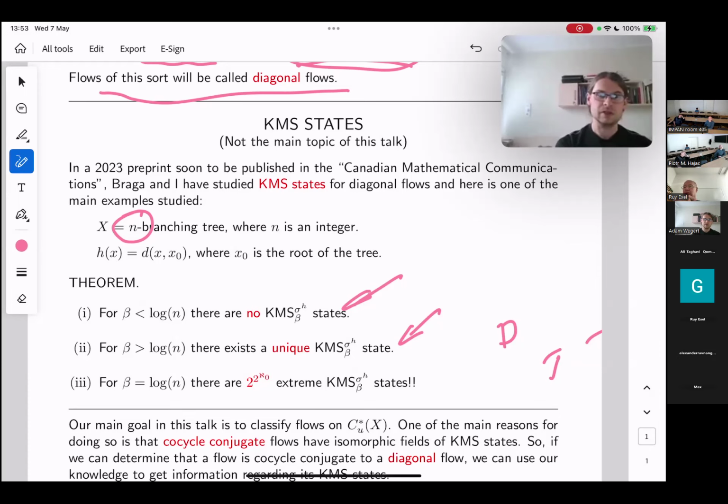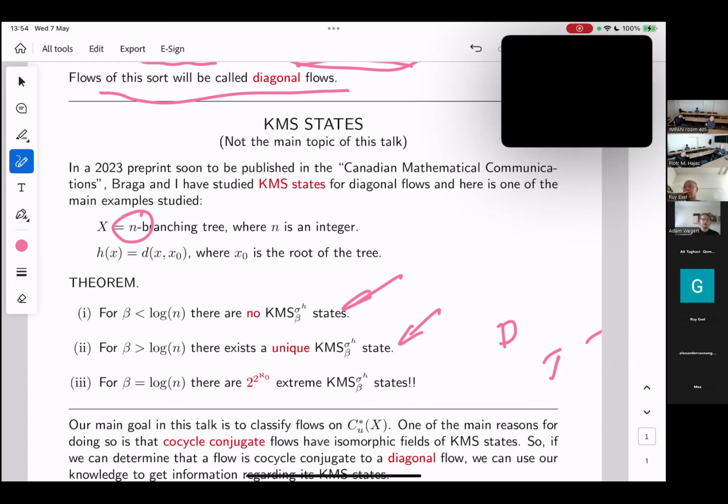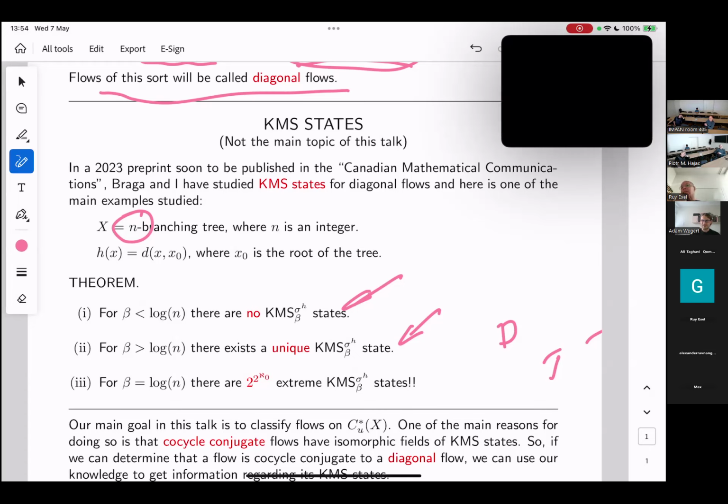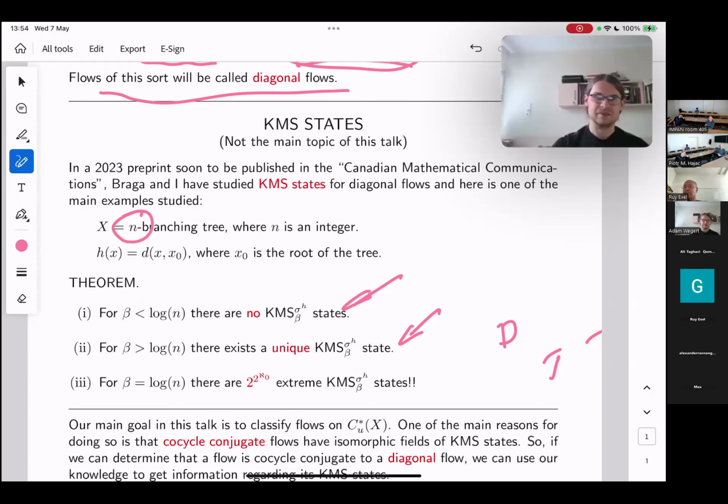The paper is already on the arXiv, and it's soon going to appear in the Canadian Mathematical Communications, if you're interested. Okay. And when you say that n is an integer, you mean it's a positive integer, right? Exactly. Yeah.